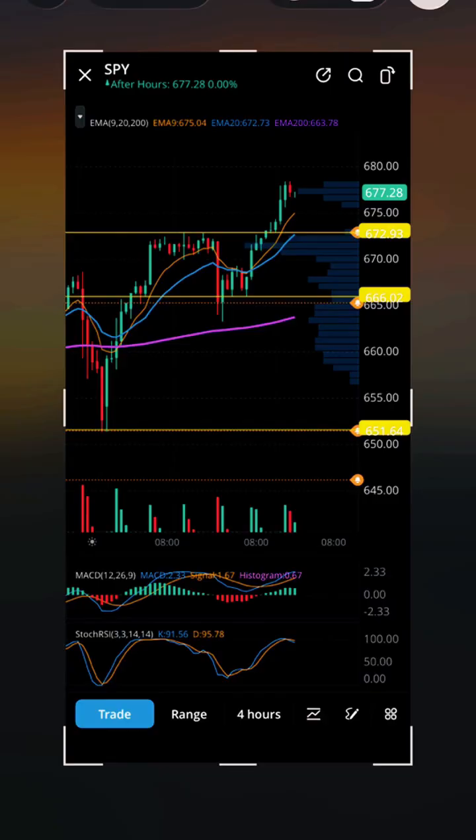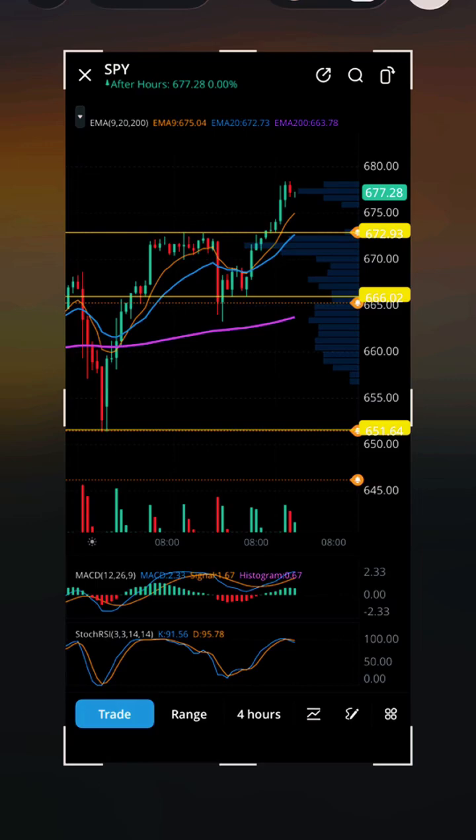So all EMAs are rising. The price is well above the 200 EMA. That's a strong uptrend. The momentum, right? The MACD is bullish. We've got the RSI in overbought territory, but the trend is still strong, but it's stretched out. We're going to look at the volume.